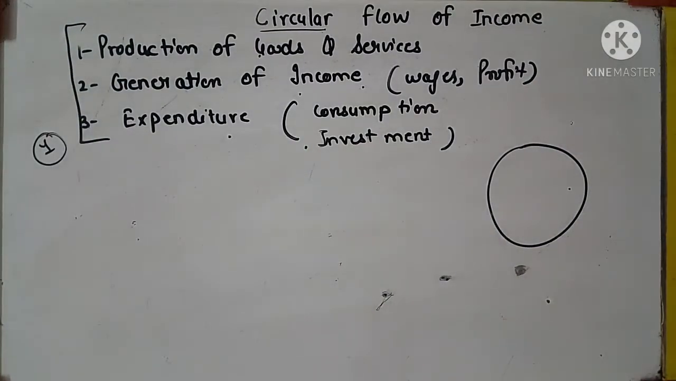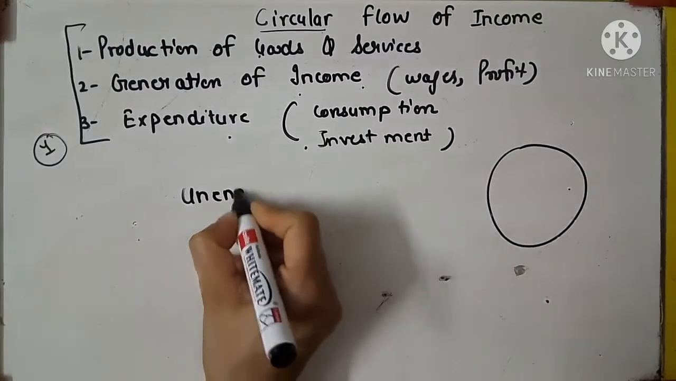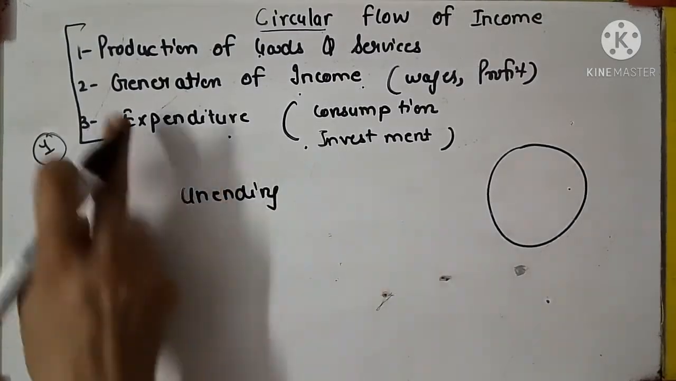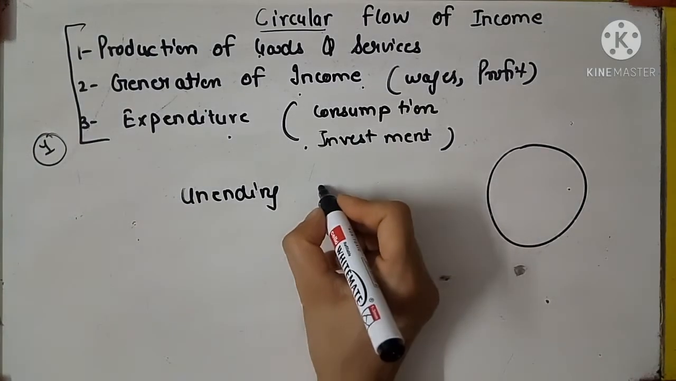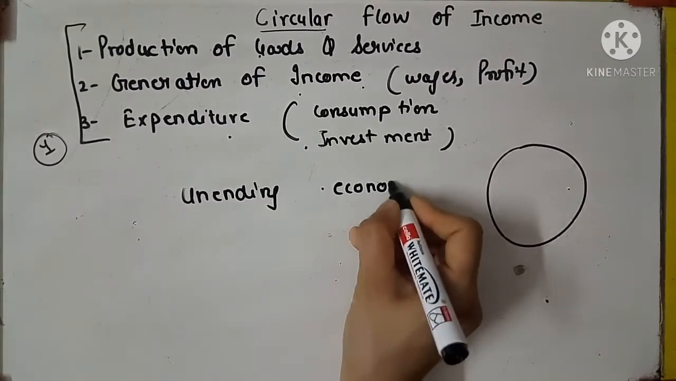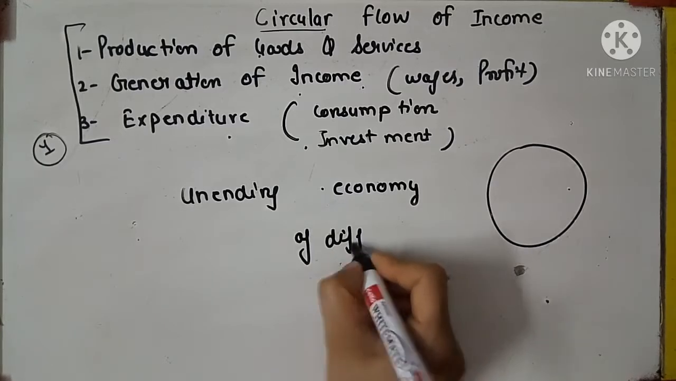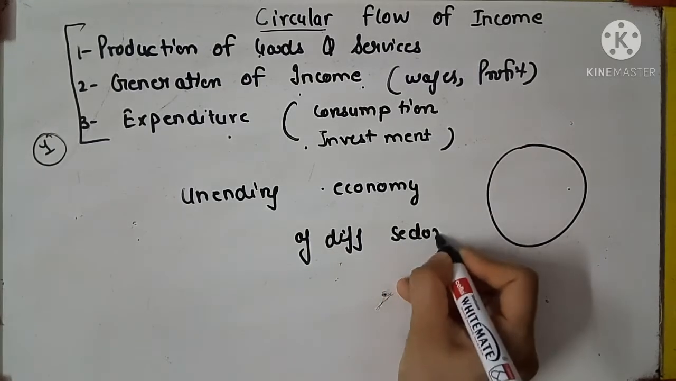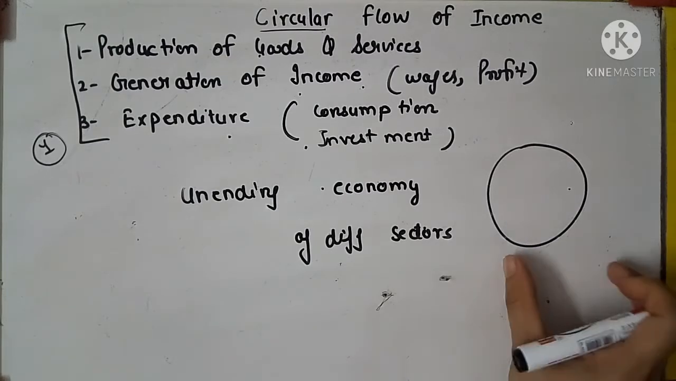It can never be finalized. So the definition of circular flow of income is that it refers to the unending flow of production, generation and expenditure of goods and services in our economy across different sectors. This is the definition of circular flow of income, and we will discuss this concept in circular form.